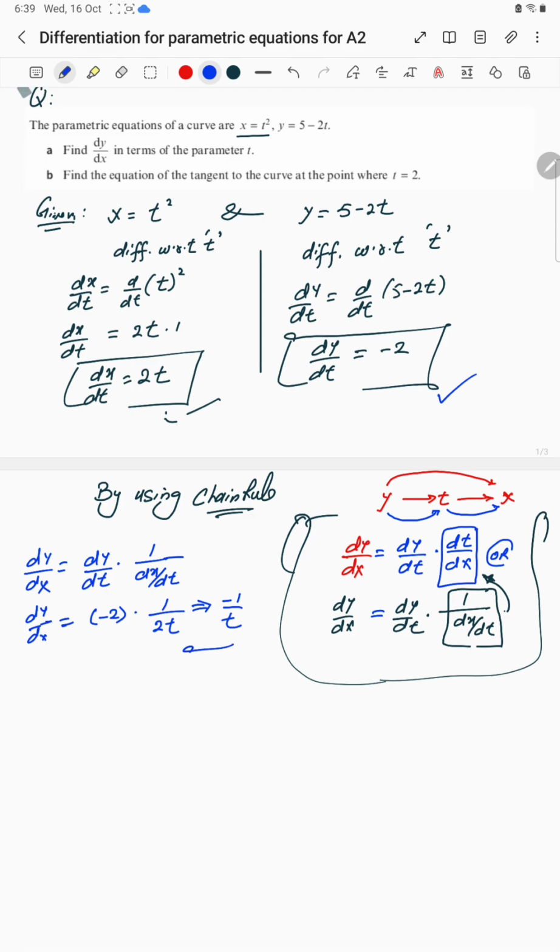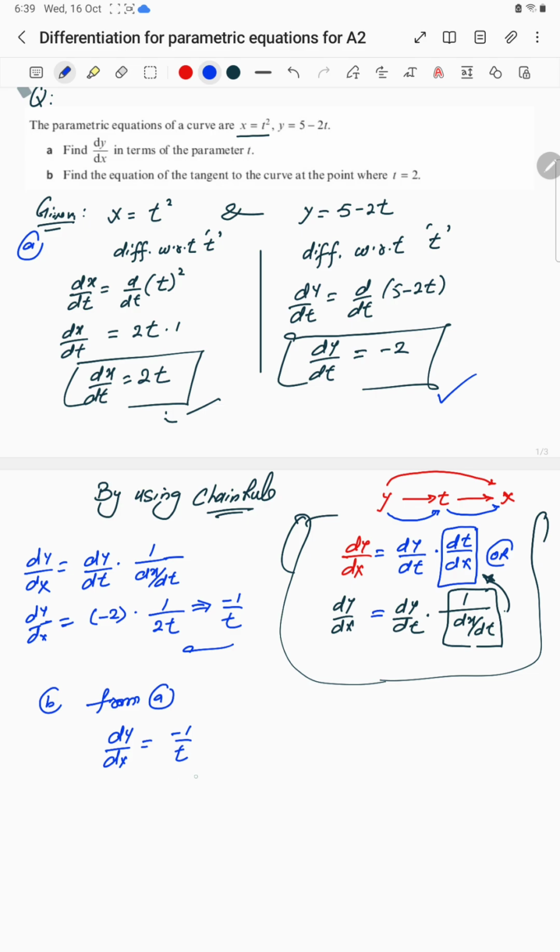Okay, part A is done. Now we will go for part B. In part B, it is clear: find the equation of the tangent to the curve at the point where t is equal to 2. So from part A we know dy by dx is minus 1 over t.